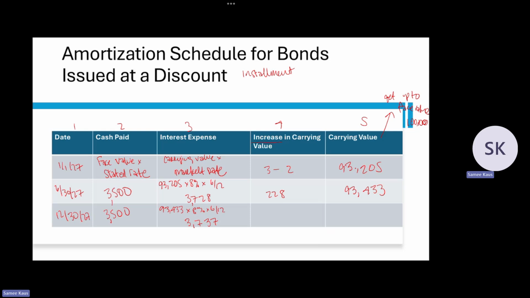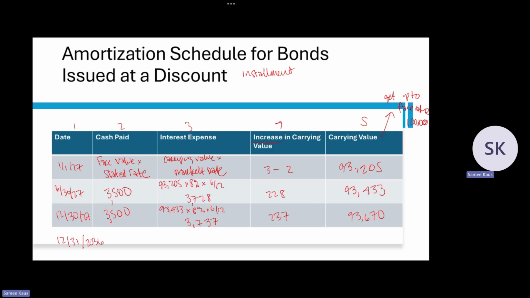Notice that's the same way that I plugged my journal entry. My debits equal my credits. I've got to have 237 as an increase in my carrying value to increase my bond payable, trying to pull that up to its face value of 100,000. So my carrying value is now 93,670.